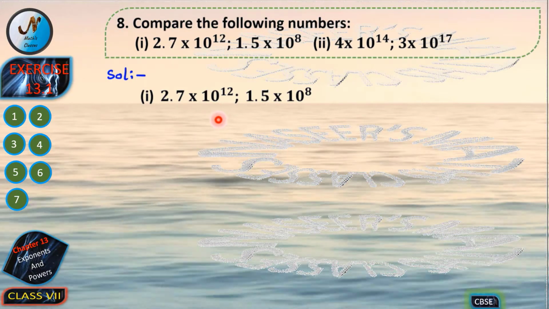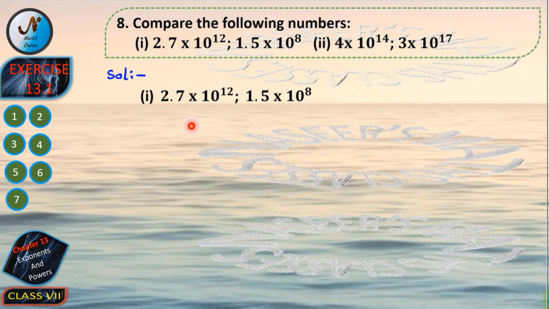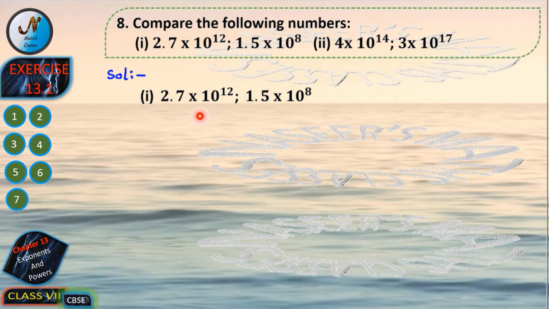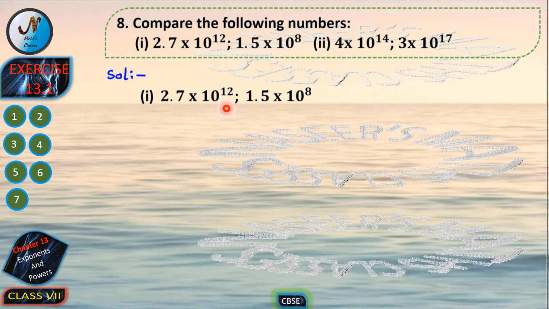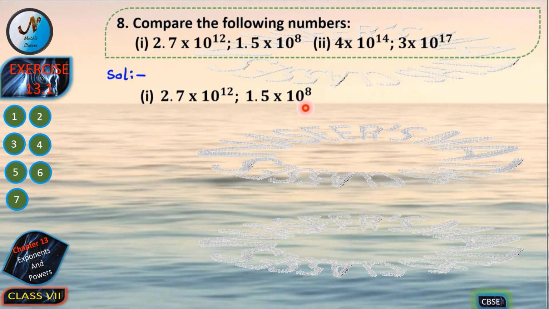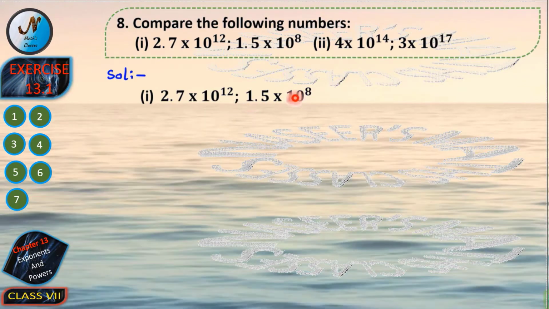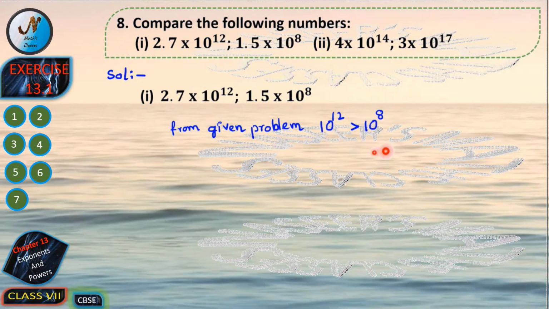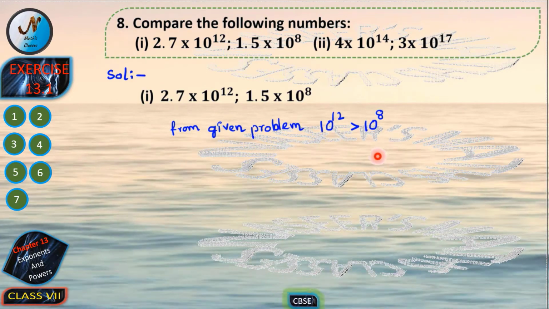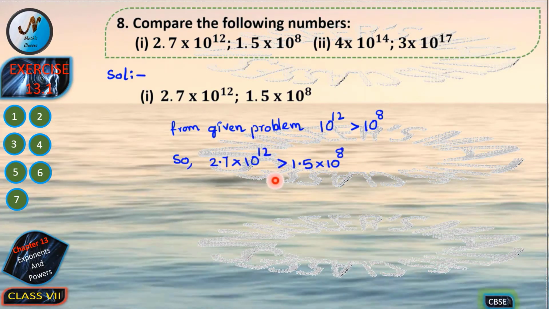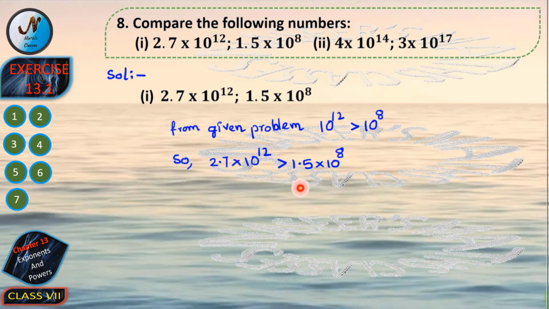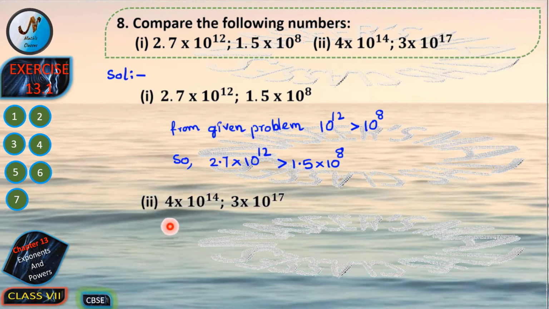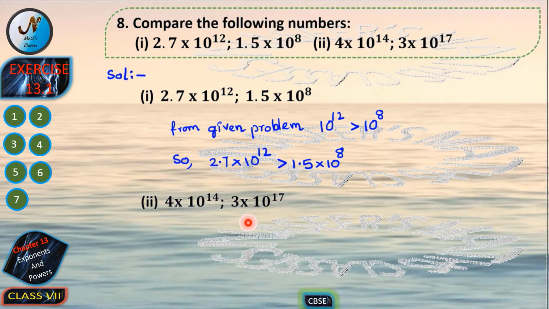To compare these two numbers we have to compare the exponents of 10. Here first number exponent of 10 is 12 and in second number exponent of 10 is 8. Here 12 is greater than 8. So we can write 10 to the power of 12 is greater than 10 power 8. So we can write 2.7 into 10 to the power of 12 is greater than 1.5 into 10 to the power of 8. And the second problem, given that 4 into 10 to the power of 14 and 3 into 10 to the power of 17.